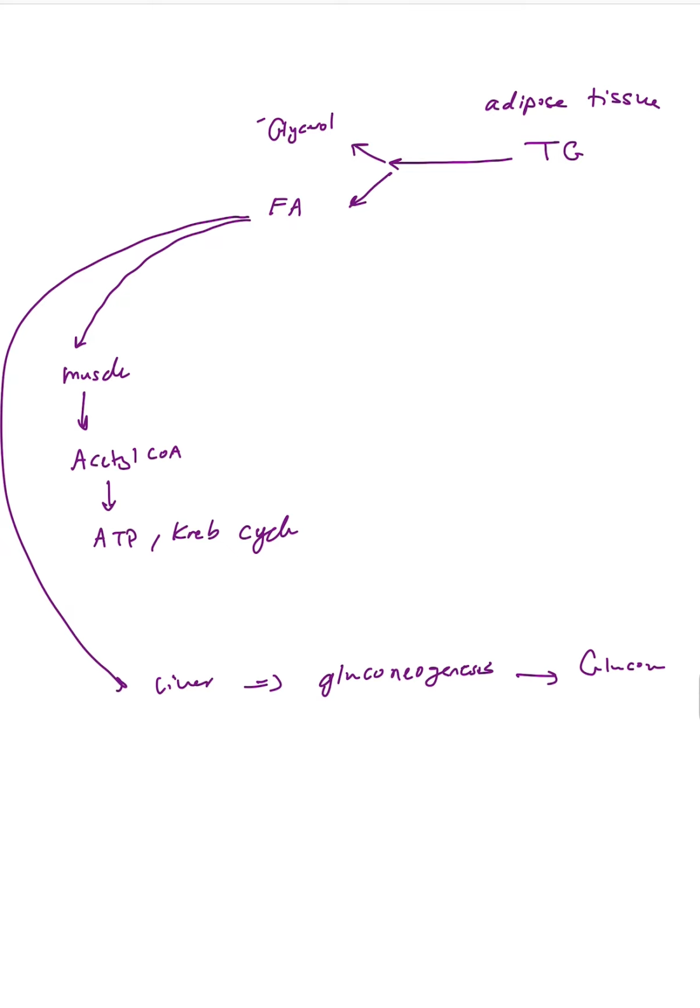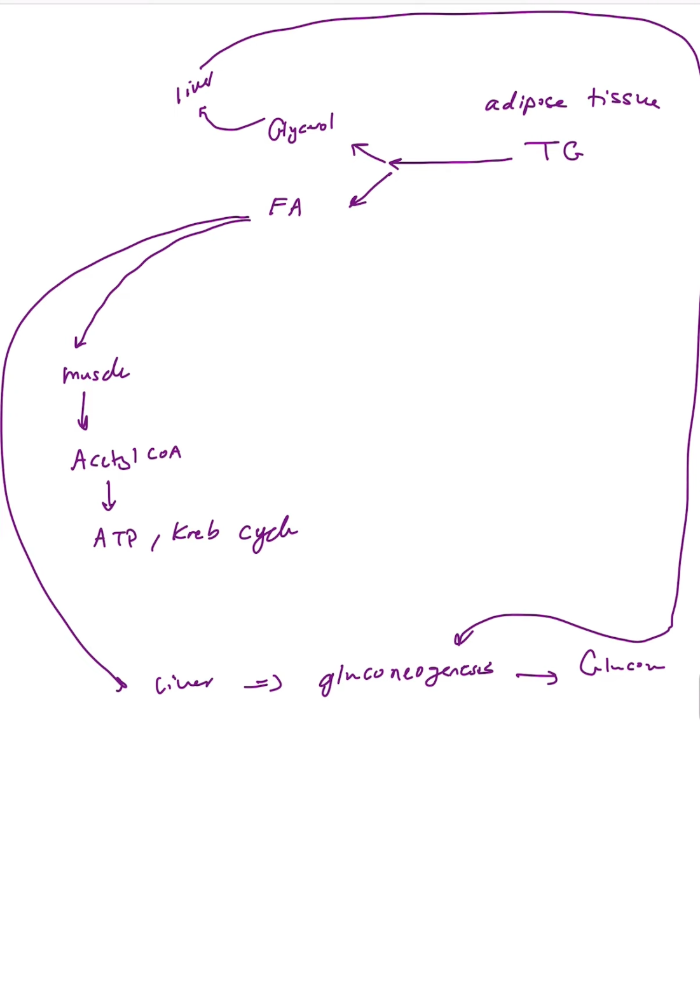And glycerol can also go to the liver, again for gluconeogenesis. Also, in starvation or diabetes mellitus, mainly this process of triglyceride can go in the direction of the formation of ketone bodies. So mainly we can say this occurs in starvation and in diabetes mellitus.